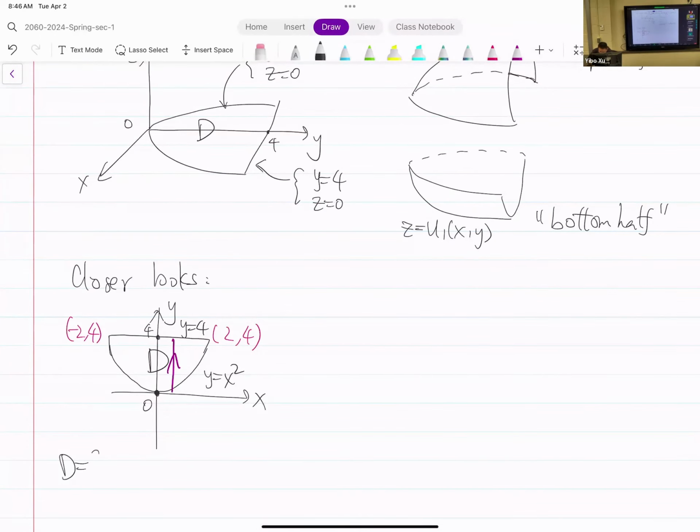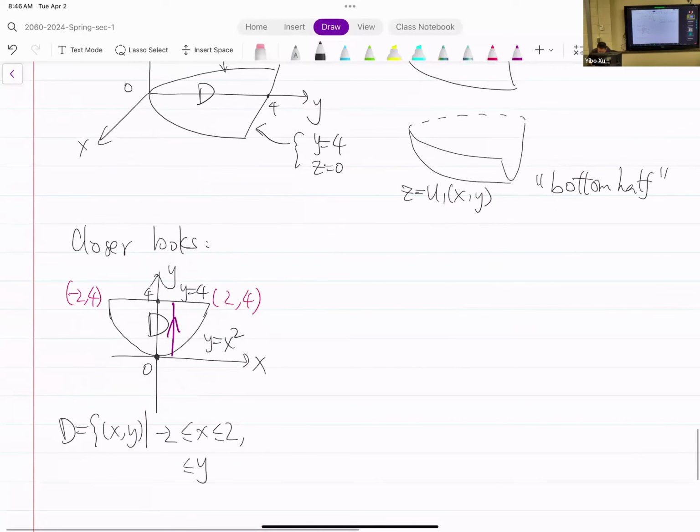So here D equals to all the xy pairs such that I can say x is cut between negative 2 to 2. And y is cut between, okay, so the lower bound is actually the parabola. The upper bound is the line. So y is lower bounded by x squared, upper bounded by 4.